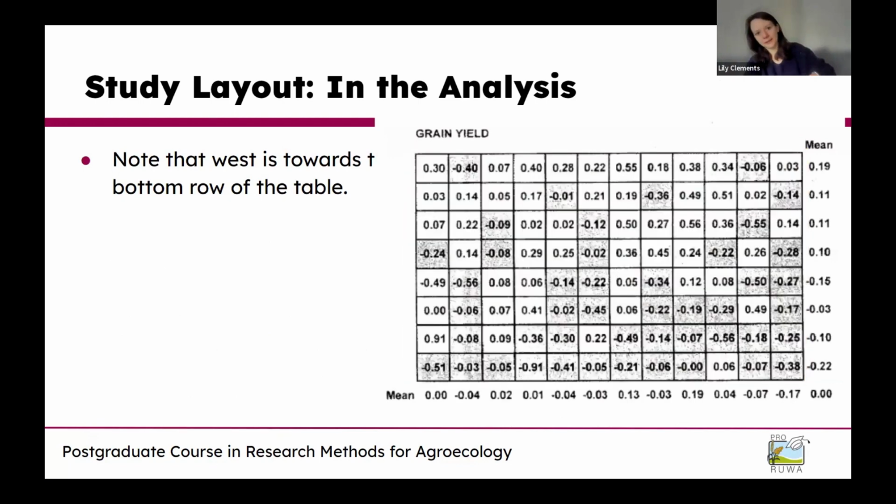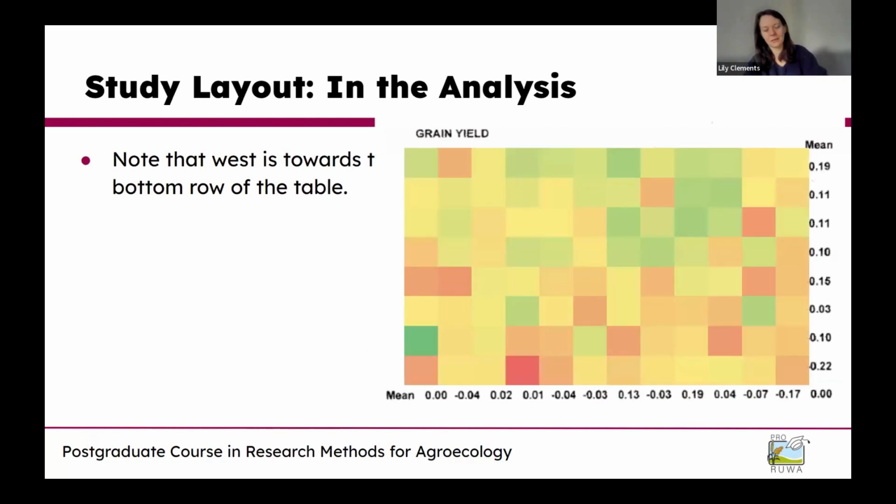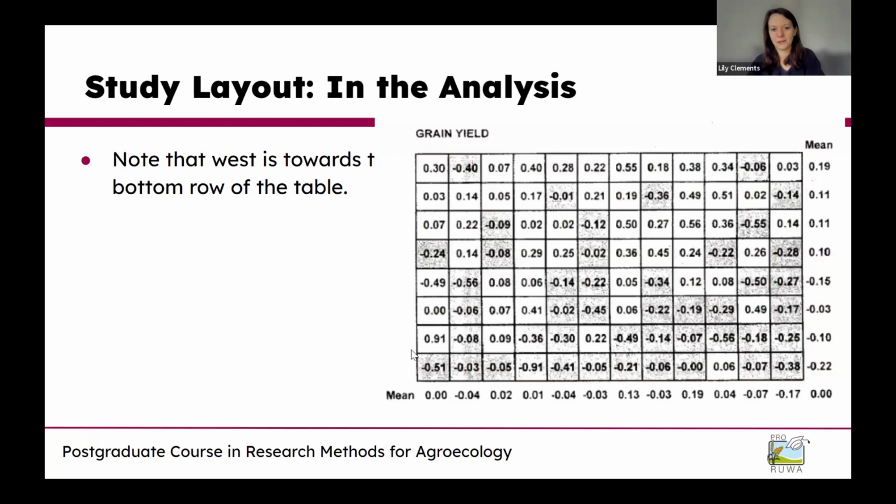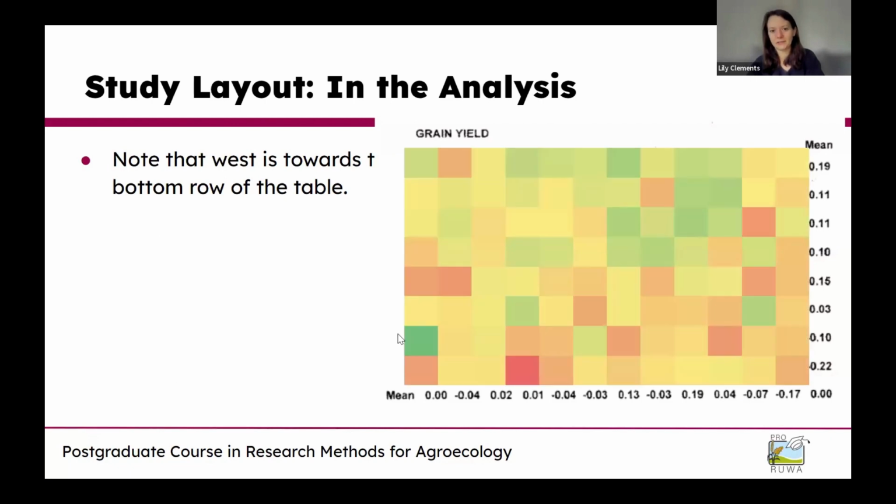So what's happened here is we've taken that grain yield and we've now colored it in based on those values, just to help us see as a heat map how our positive and negative values change. So the more green values are for our higher values. Here we had 0.91, and that gives us our greenest value. And remember, higher values are associated with better yield.